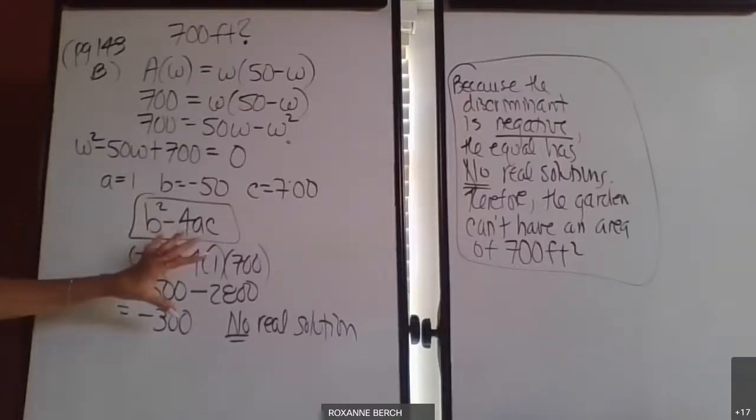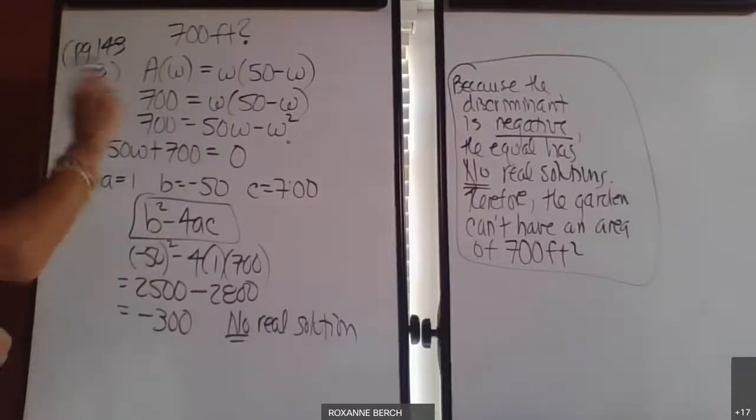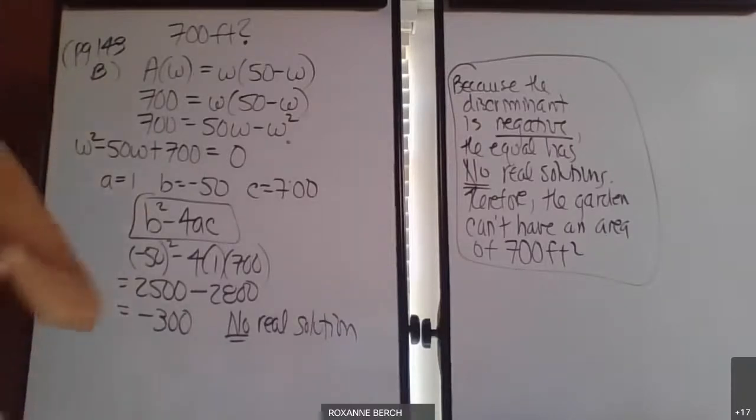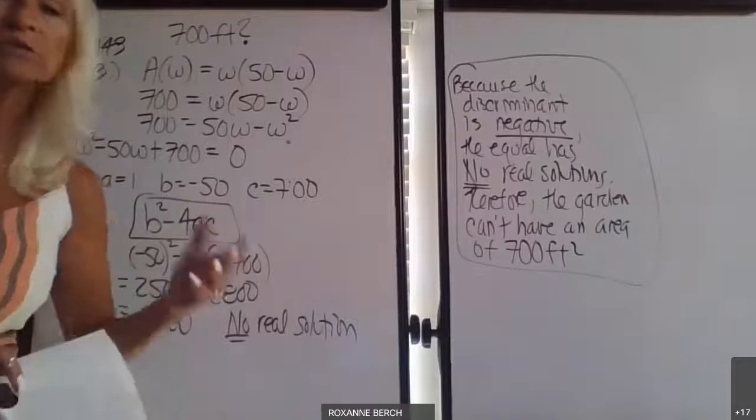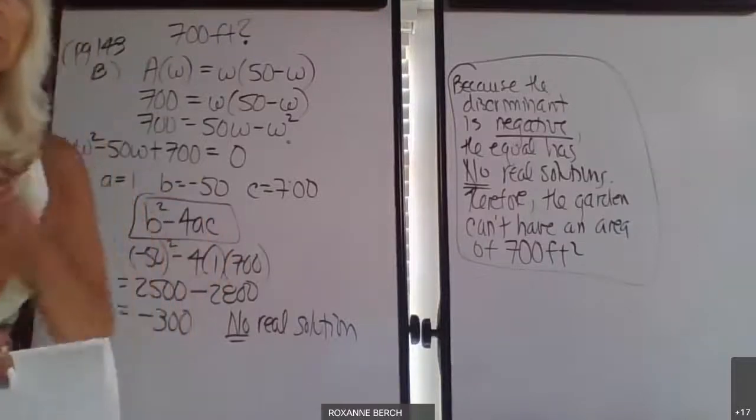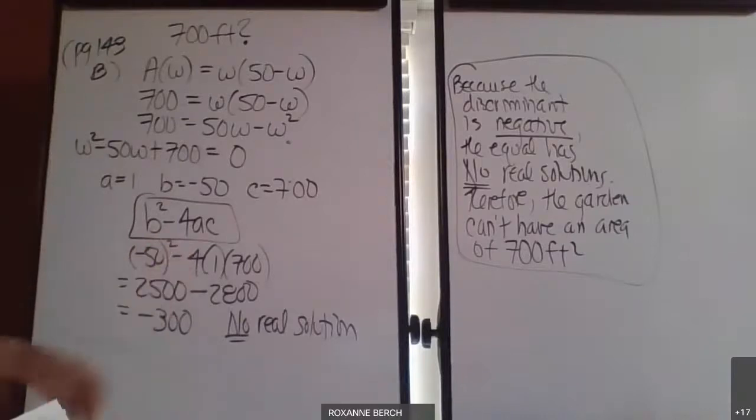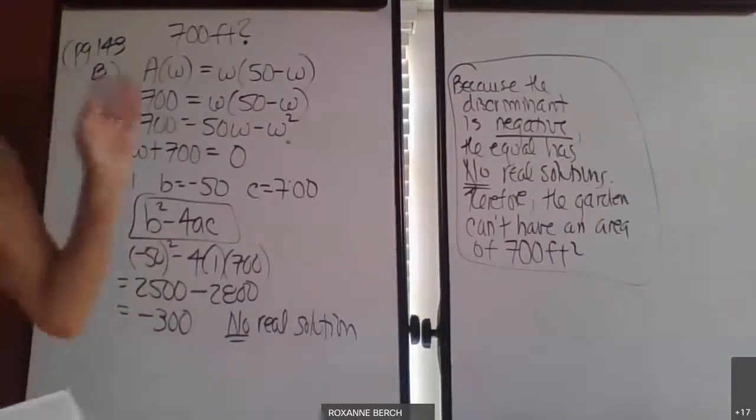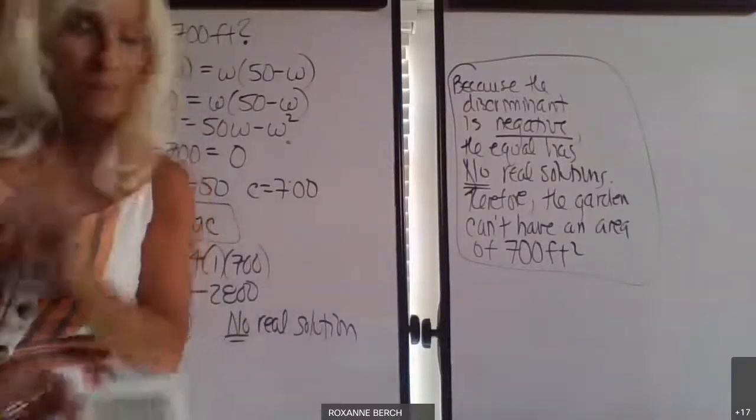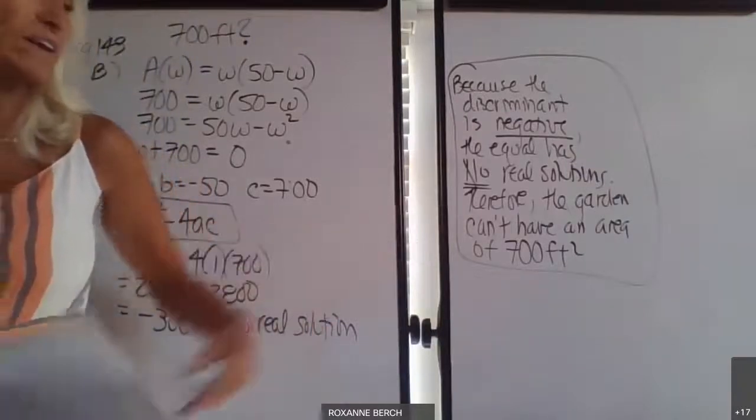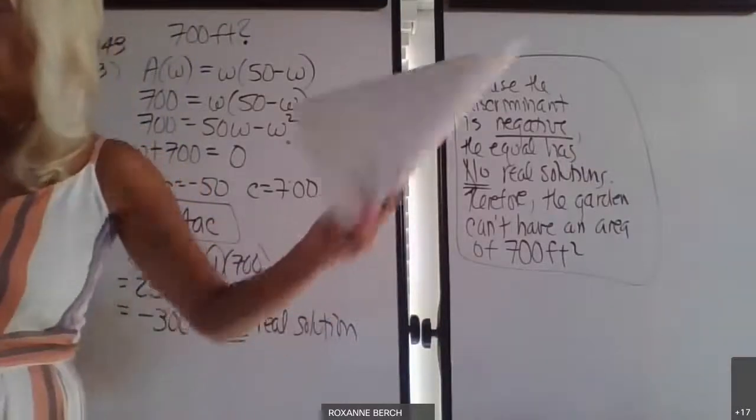So by looking at the discriminant, we didn't solve the problem. So we didn't use one of the quadratic solving methods. We didn't solve by factoring. We didn't solve by square roots. We didn't solve by completing the square. We didn't solve by the quadratic formula. We used the discriminant to say, that's not possible in real life. So no, can't do it. The problem you made up doesn't work.